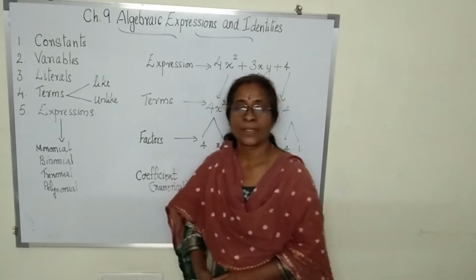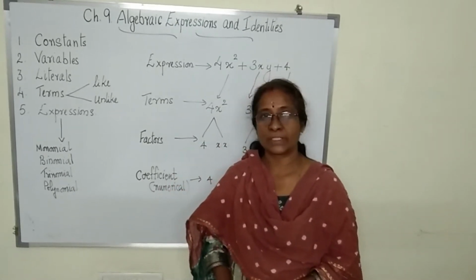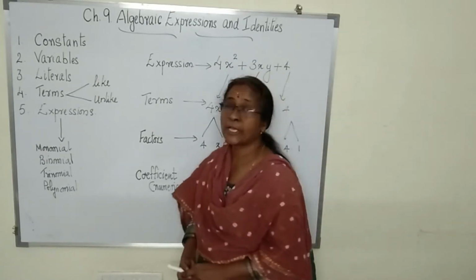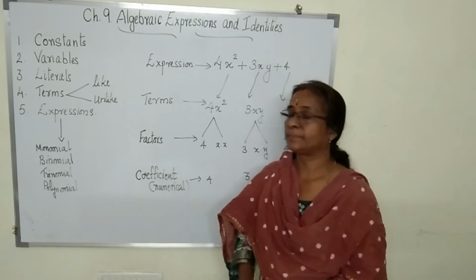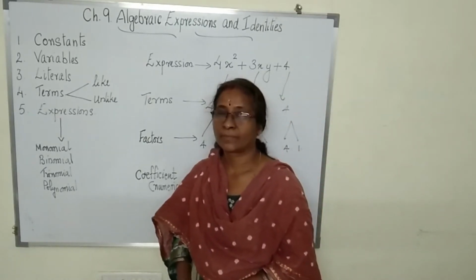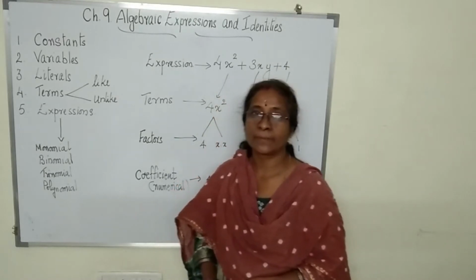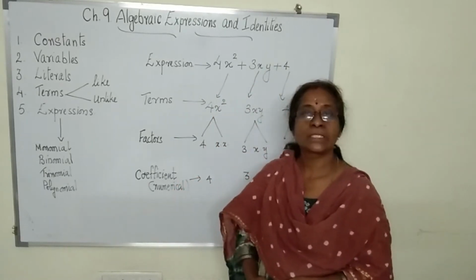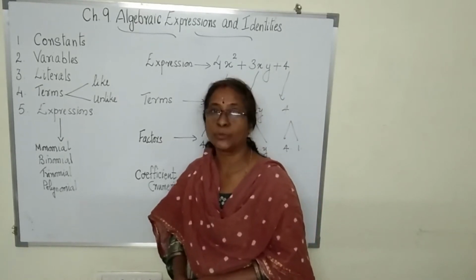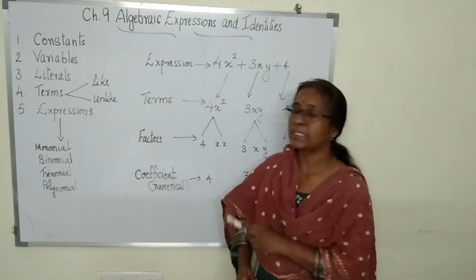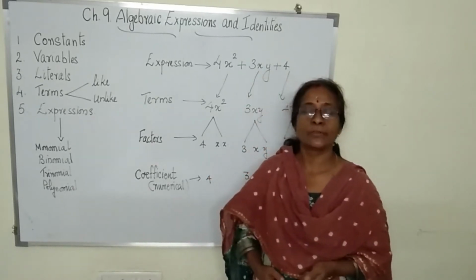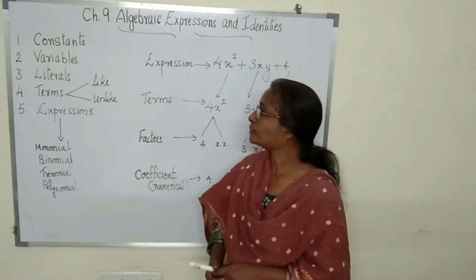Dear students, today we are going to start a new lesson, chapter number 9, Algebraic Expressions and Identities. Most of the concepts from this lesson we have already learned, so let us quickly revise. The first concept is constant. We already have learned it in chapter number 2. So before learning this lesson, I request all of you to go through the videos of chapter number 2.